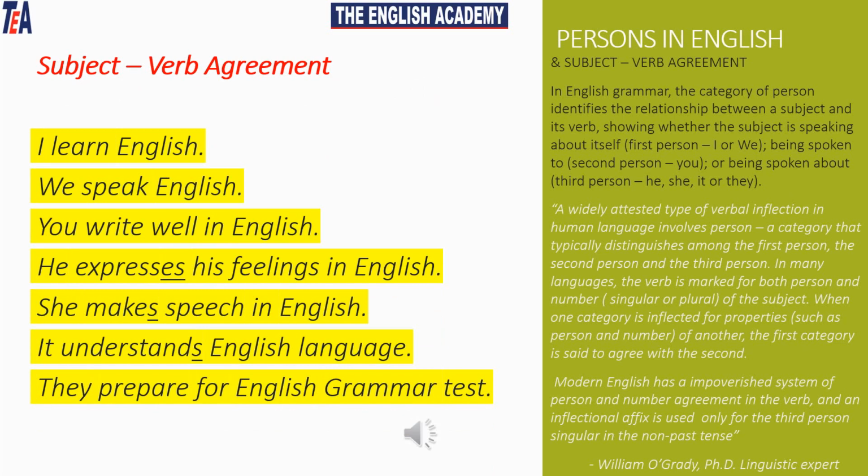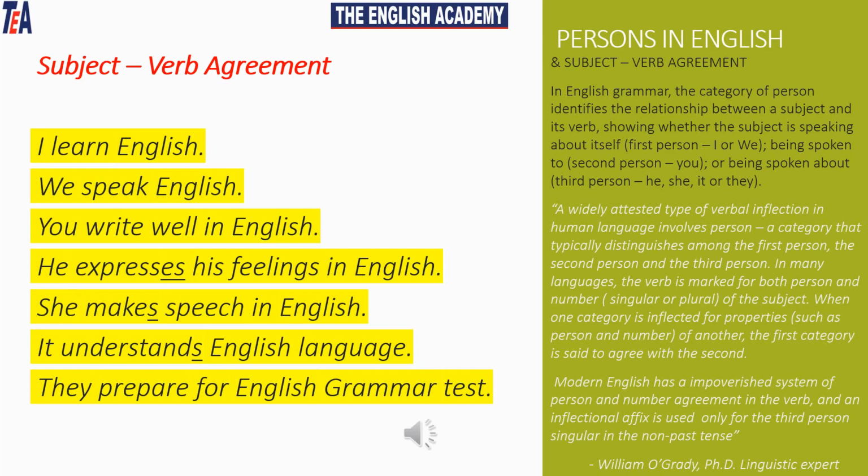Persons in English and subject-verb agreement. In English grammar, the category of person identifies the relationship between a subject and its verb, showing whether the subject is speaking about itself, first person I or we, being spoken to, second person you, or being spoken about, third person he, she, it or they.